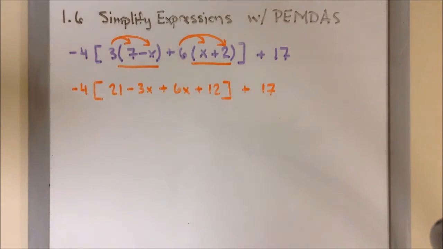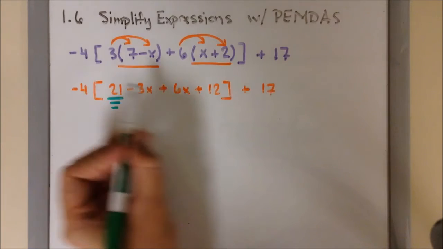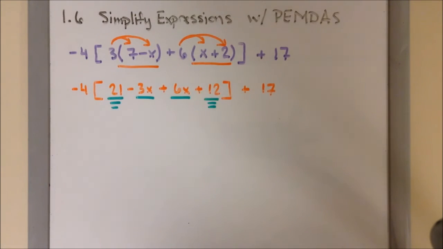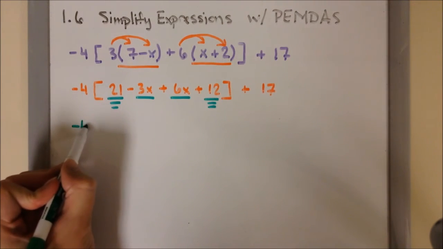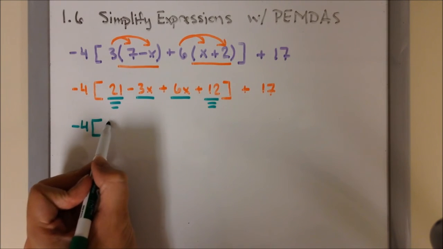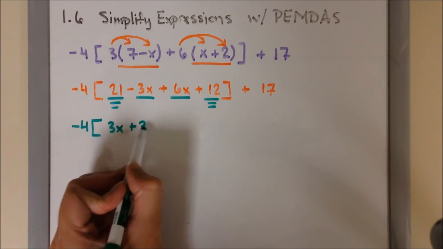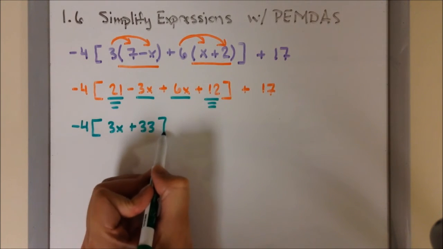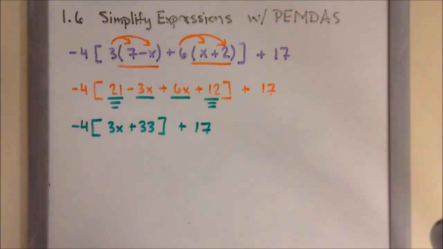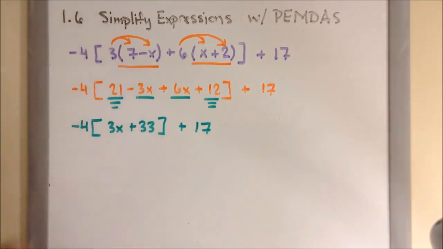Alright, just like in the last example, I'm going to combine like terms. So I could underline my numbers 3 times, 1, 2, 3. Here are my numbers, 1, 2, 3. And my variable is just once. Alright, so I'm going to bring down the negative 4. Open bracket. Negative 3x plus 6x, that's going to be simply positive 3x. 21 plus 12, that's going to be plus 33. And then close bracket, and then plus 17. Alright, I was able to simplify the big group into a smaller expression of 3x plus 33.